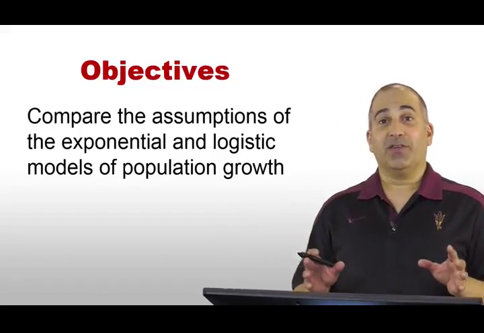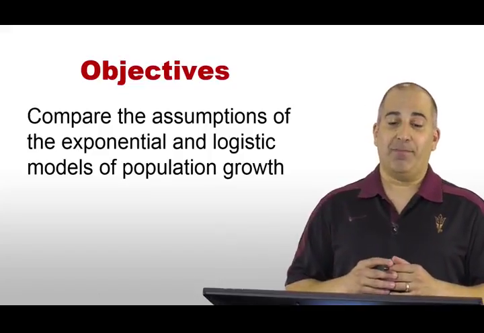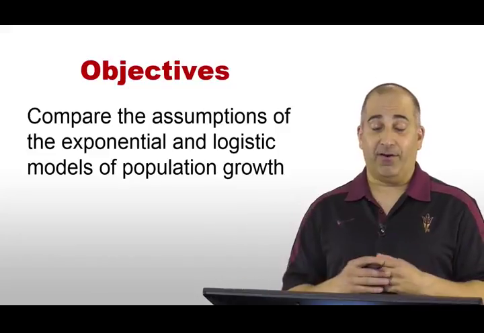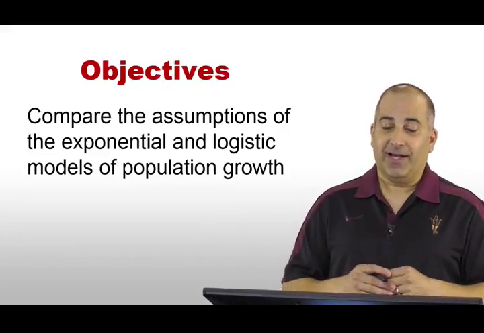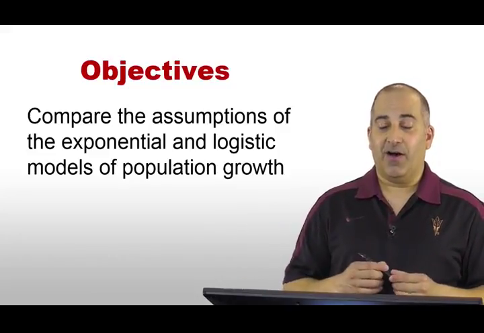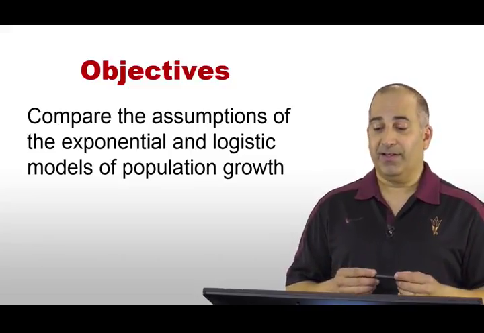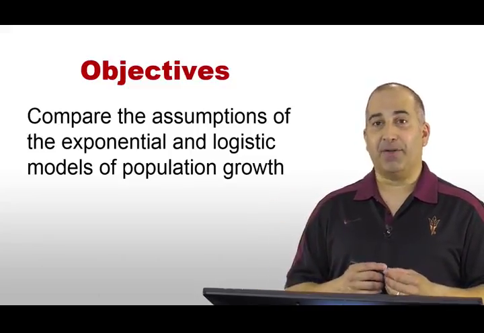But what we want to do is look at a more realistic version of that model that accounts for the fact that organisms don't reproduce forever. There's a limit ultimately. And so we're going to compare the assumptions of an exponential model of population growth, which is the one we've worked with, and a logistic model of population growth.